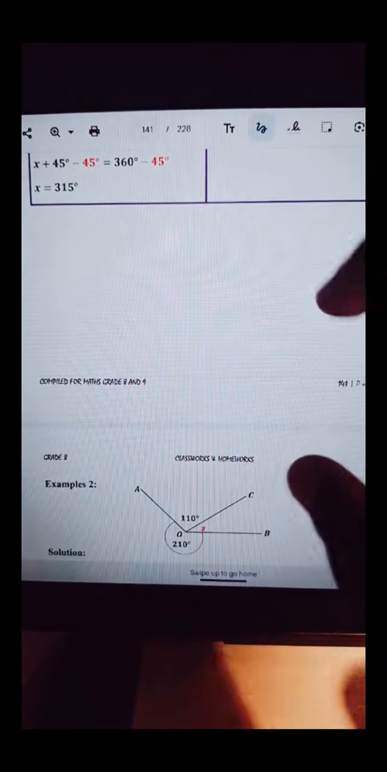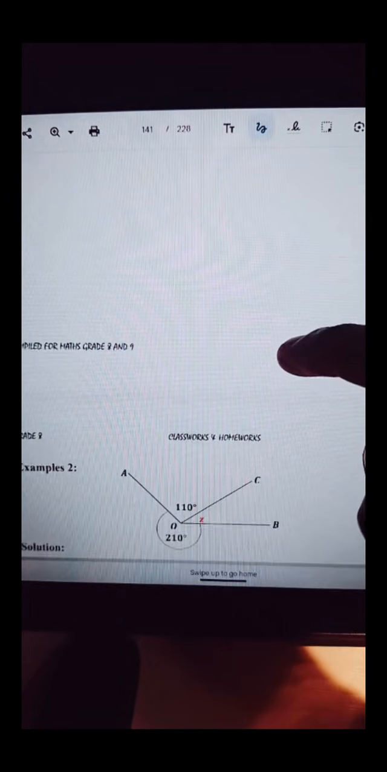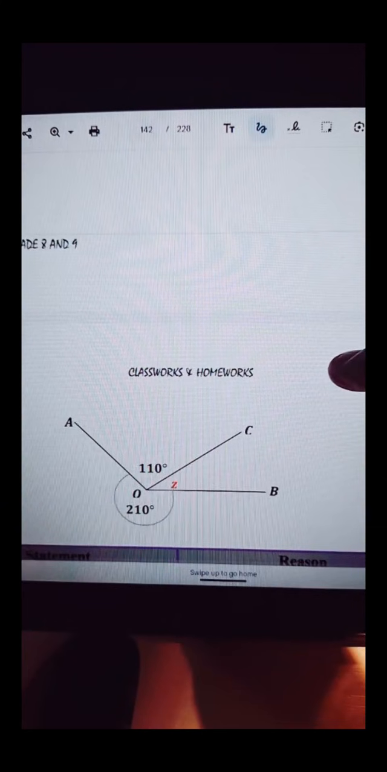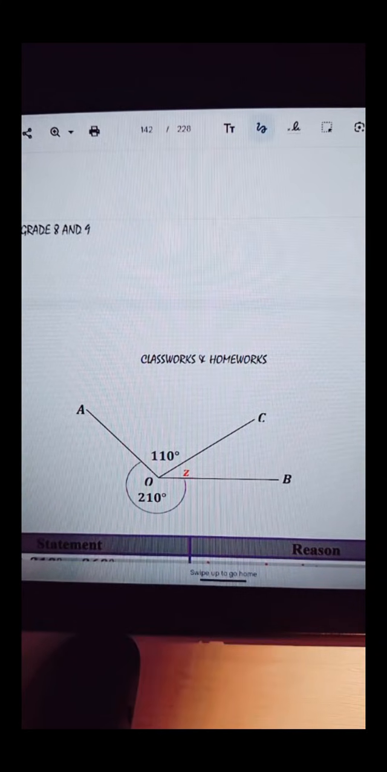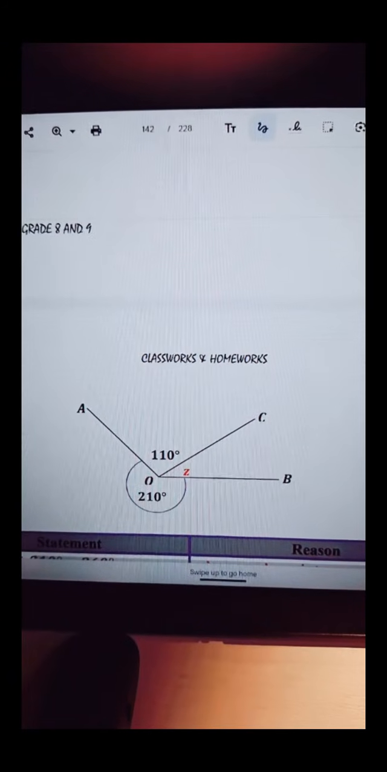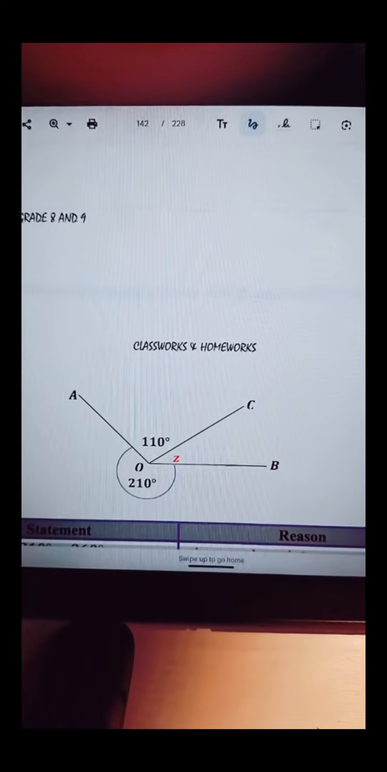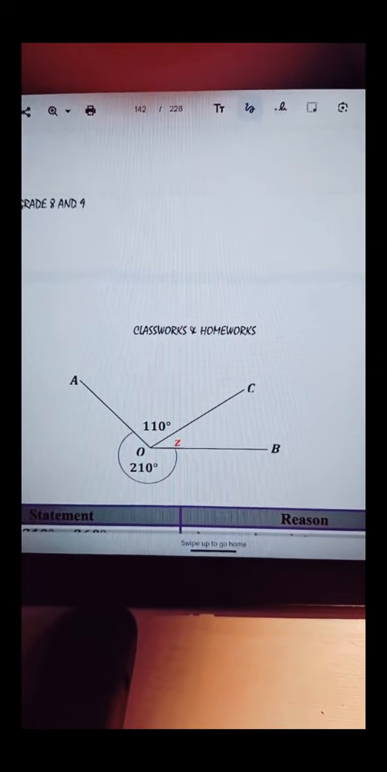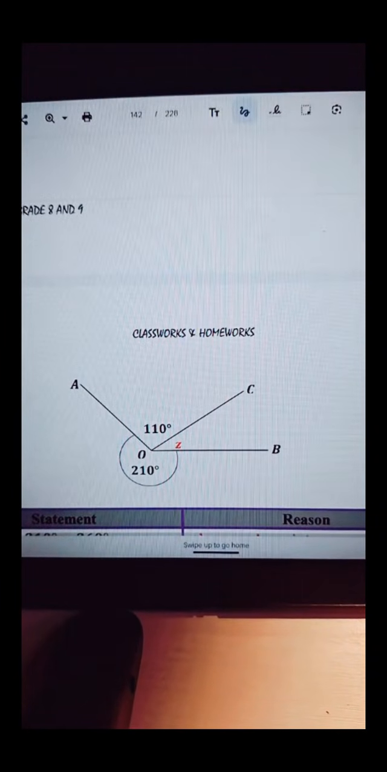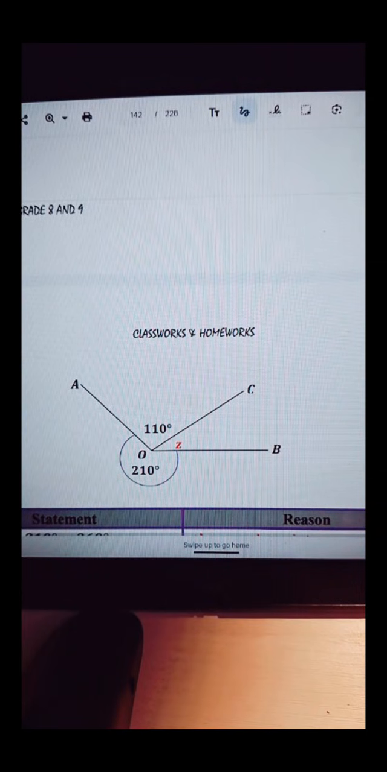Okay, let's look at another diagram. Here's another one. We want Z. What do you want? Z. What are you given? So what you want is in the background of what you are given. What are you given?